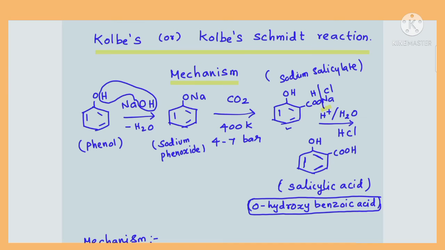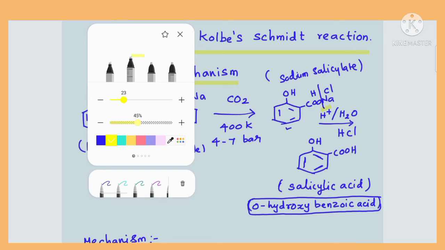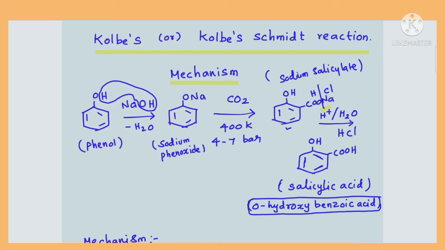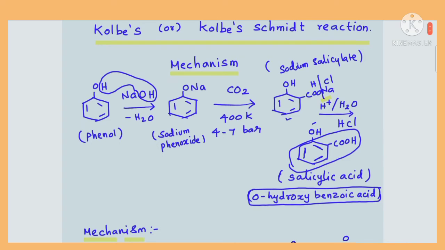and it is also called orthohydroxybenzoic acid, because here this is considered as the parent compound. Benzene with a COOH group is nothing but benzoic acid, and there is an OH substituent, so hydroxybenzoic acid. The carboxyl and hydroxyl groups are on adjacent carbons, so it's an ortho derivative, orthohydroxybenzoic acid.